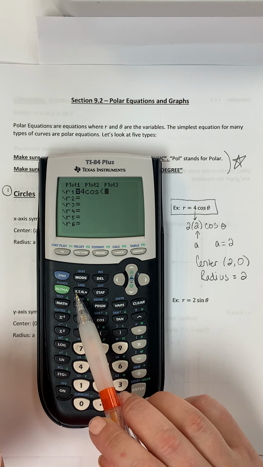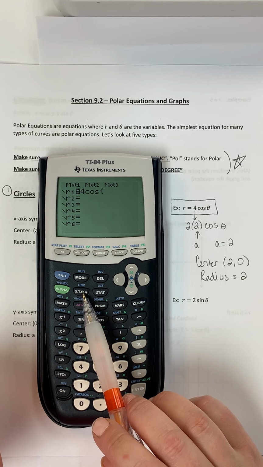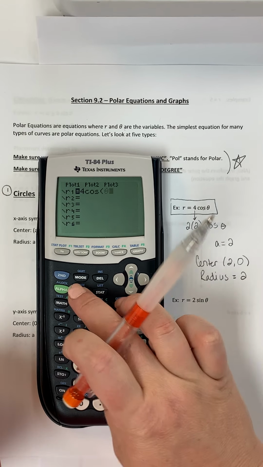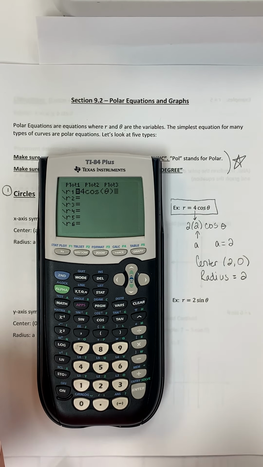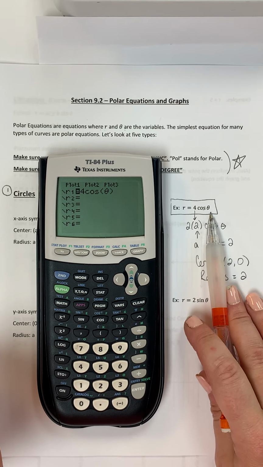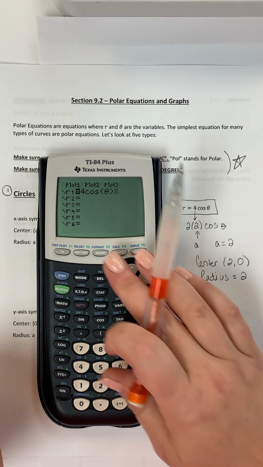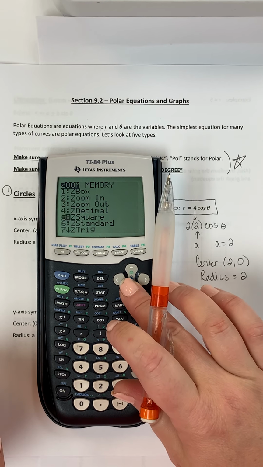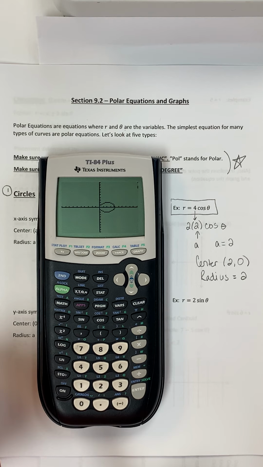Well, now we're in polar mode. When you hit this button, you're going to get a theta. There it is. So here we go, r equals 4 cosine theta. I'm going to hit zoom standard because I'm not sure what my last window was.